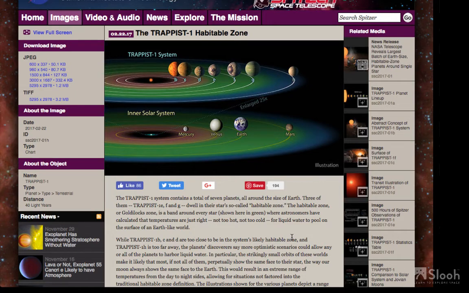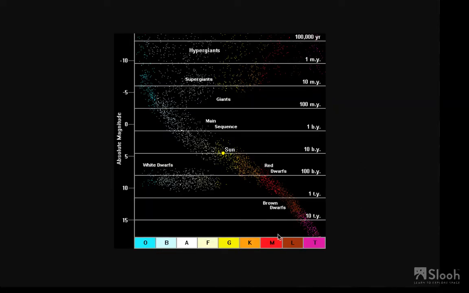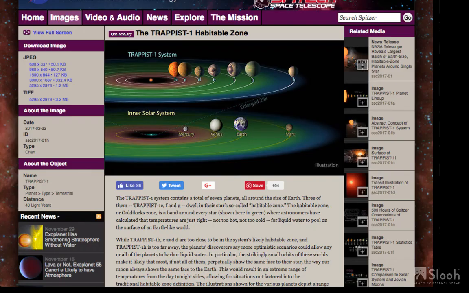The TRAPPIST-1 star is an ultra cool dwarf star. It's an M8, so really, really close to being an L dwarf, because the only thing beyond an M8 would be an M9, meaning it's a cooler M dwarf than the Proxima Centauri star, which is an M5.5. So TRAPPIST-1 is a little bit smaller and a little bit cooler. We call it an ultra cool dwarf.